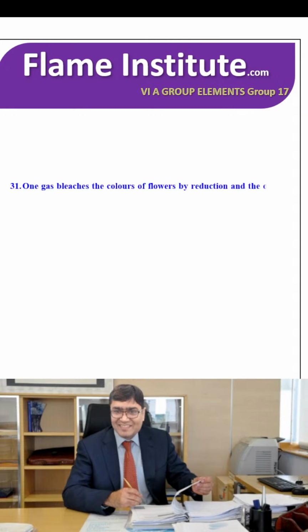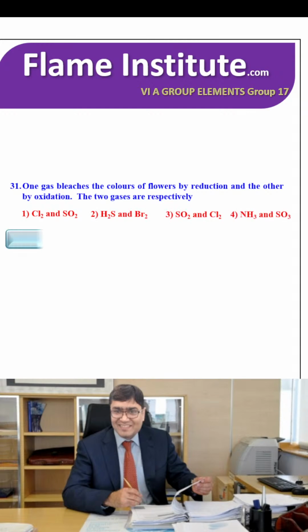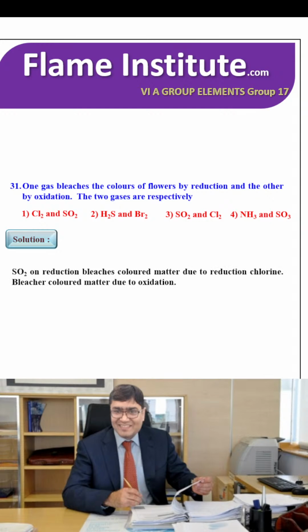One gas bleaches the colors of flowers by reduction and the other by oxidation. The two gases are respectively Cl2 and SO2, H2S and Br2, SO2 and Cl2, or NH3 and SO3. The solution is that SO2 bleaches colored matter by reduction, and chlorine bleaches colored matter by oxidation. So SO2 and Cl2 is the right option.